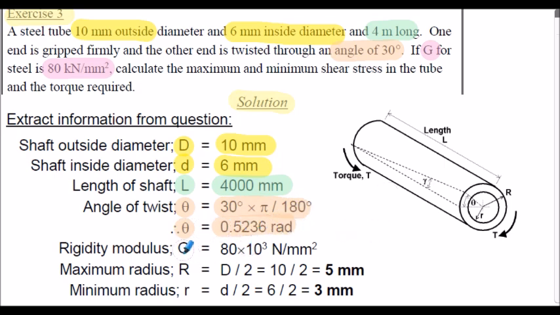G value we know is 80 times 10 to the 3 newtons per millimeter squared, and I've determined the maximum radius R of our hollow section tube here. That's obviously the outside diameter divided by 2, so that's 5 millimeters, and also of course calculated the minimum radius, which is the inside diameter, lowercase d, divided by 2, so 3 millimeters, so little r here is 3 millimeters.